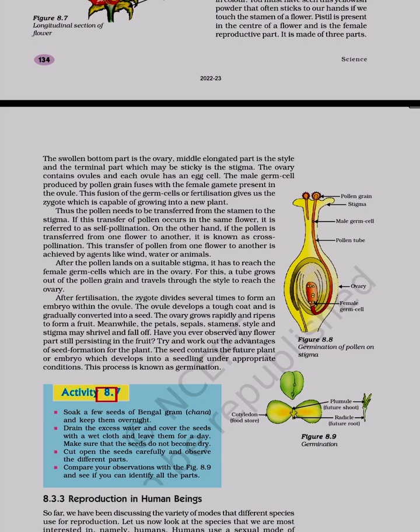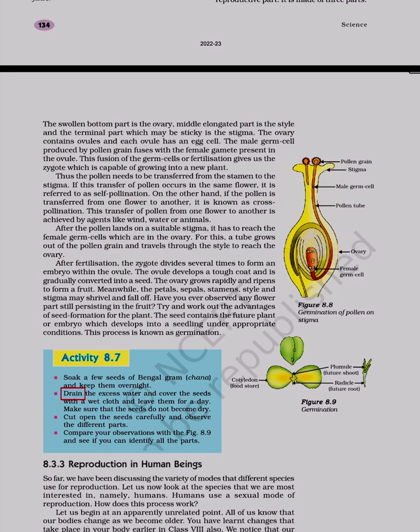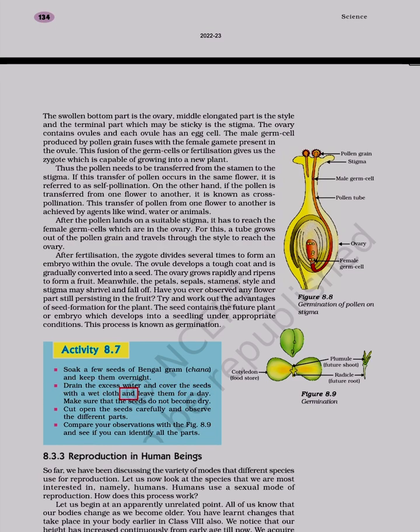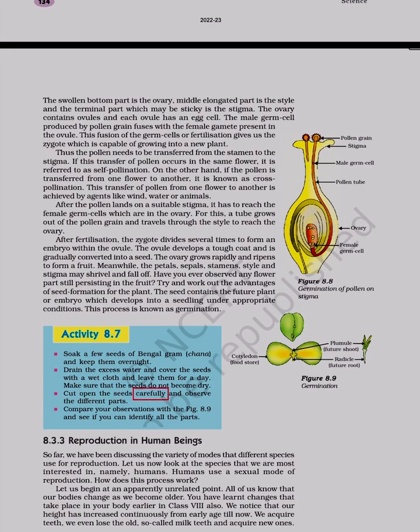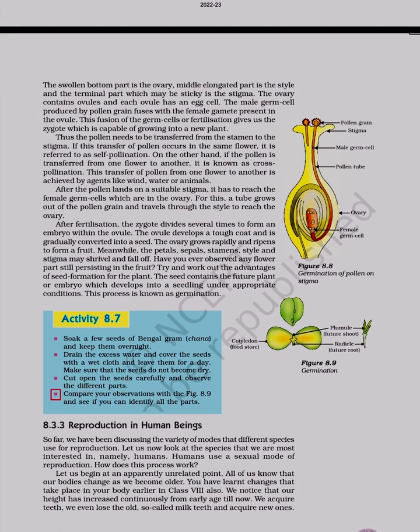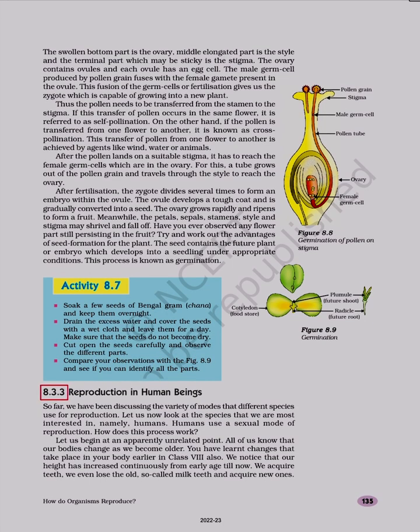Activity 8.7. Soak a few seeds of Bengal gram (chana) and keep them overnight. Drain the excess water and cover the seeds with a wet cloth and leave them for a day. Make sure that the seeds do not become dry. Cut open the seeds carefully and observe the different parts. Compare your observations with Figure 8.9 and see if you can identify all the parts.